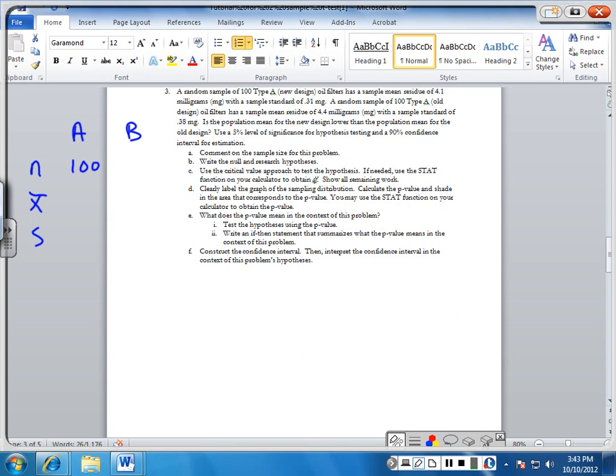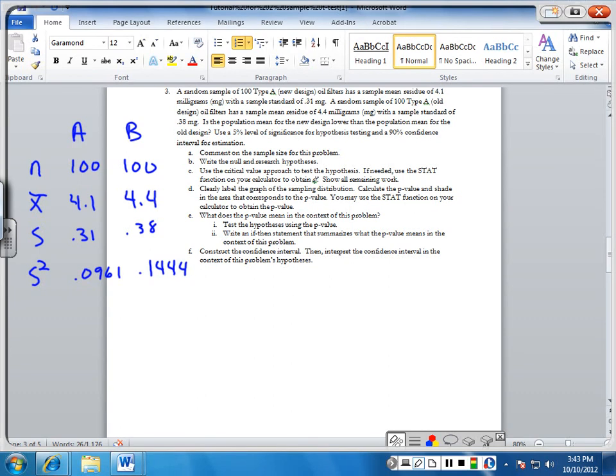The sample sizes were 100. The sample means are 4.1 and 4.4. The sample standard deviations were 3.1 and 3.8. I'm squaring those now to get 0.0961 and 0.1444.